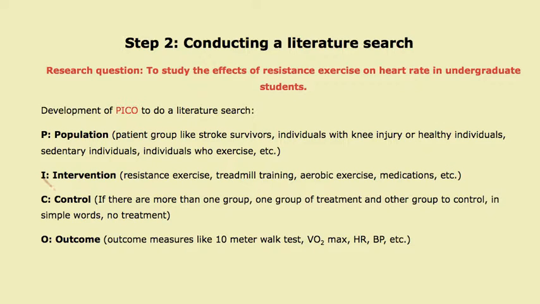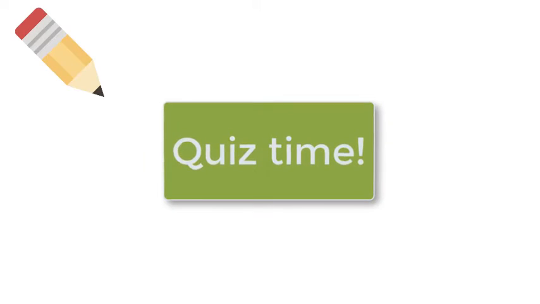Your control is not always present, but may be used to compare the effects of treatment. If there is more than one group of treatment, the other group is the control. In simple words, they receive no treatment. Your outcome enlists all your measures, such as heart rate in the previous example. For your current research question, PICO will be... Let's take a quiz and find out.